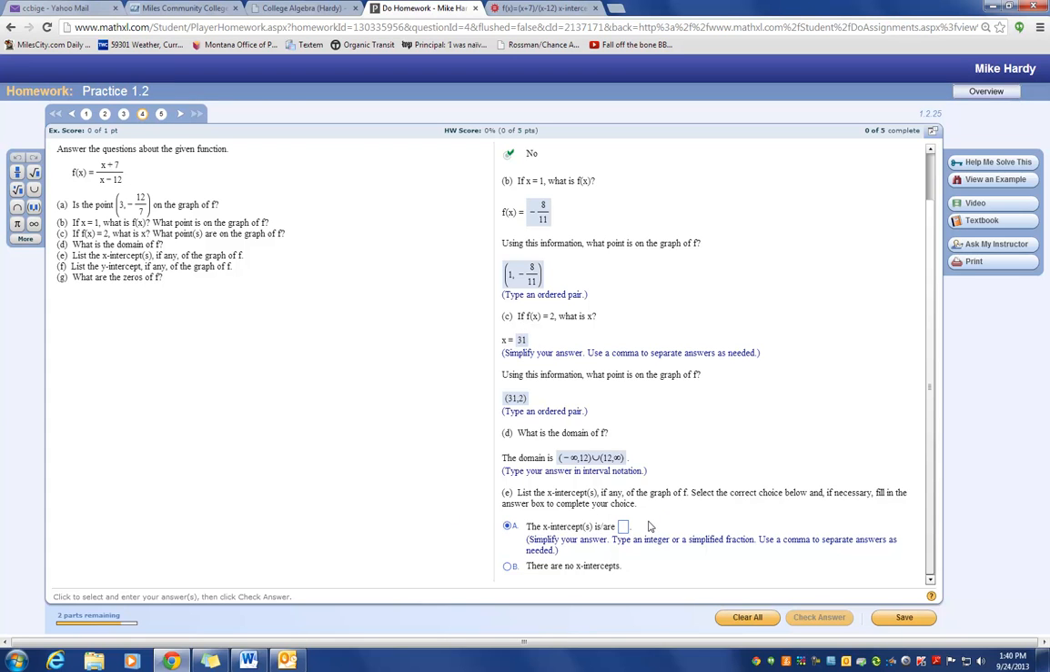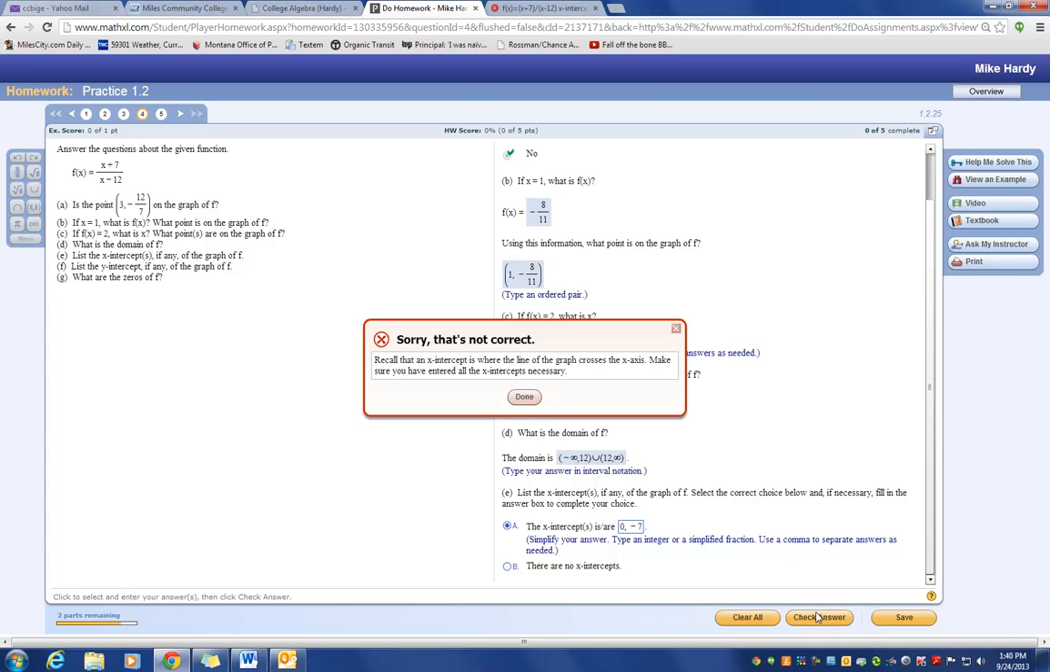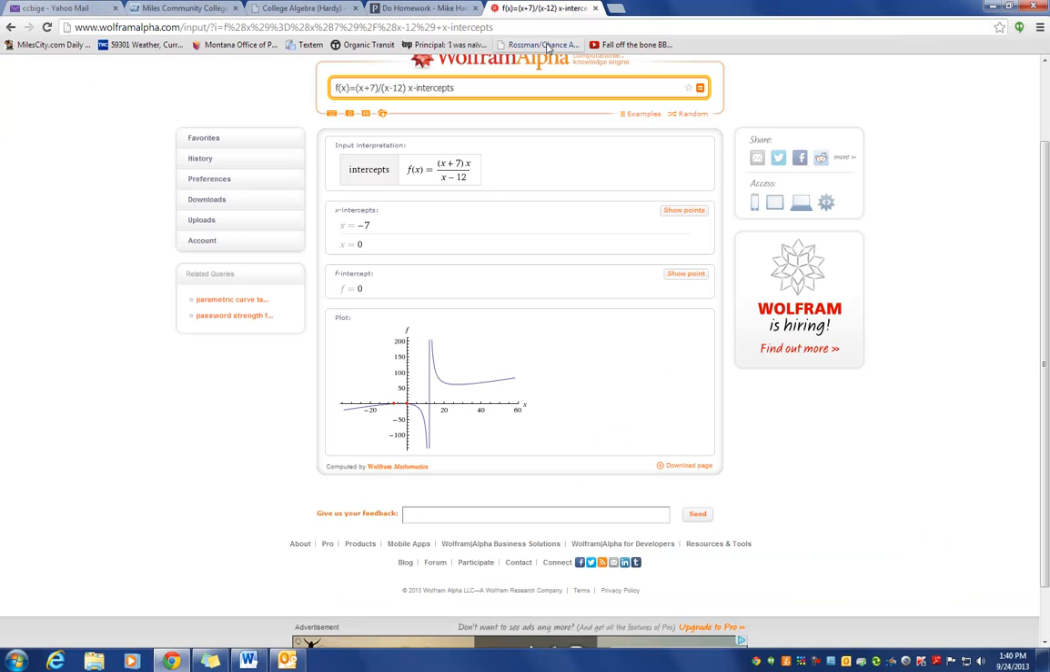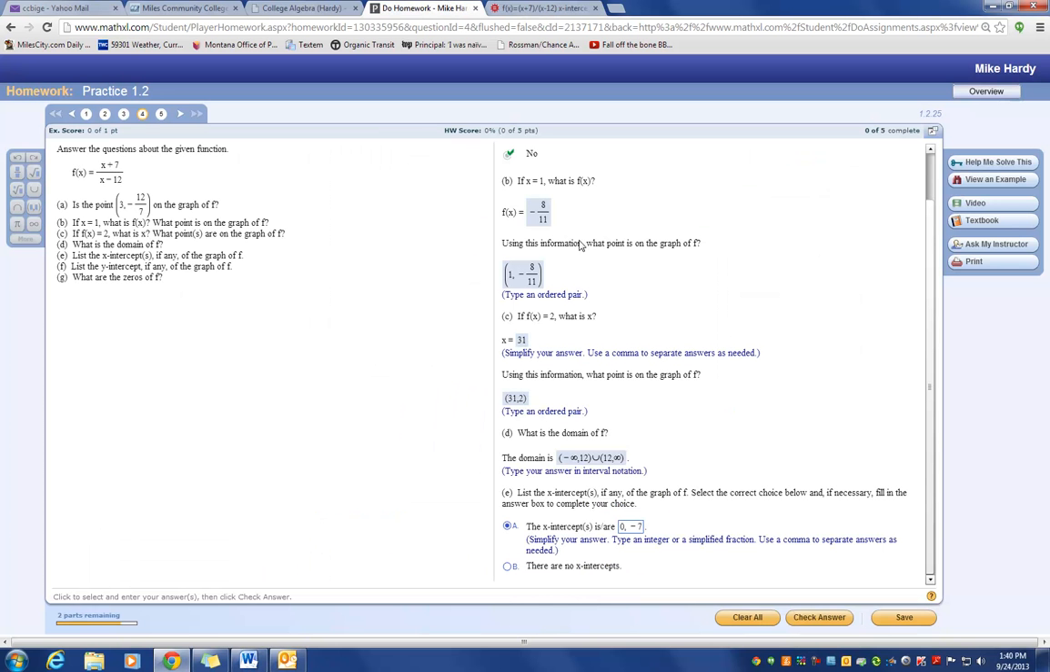So that's what we enter. 0, comma, -7. Type an integer or a simplified fraction. Use comma to separate answers. Okay, let's check the answer. Recall the next intercept where the line crosses the x-axis. Make sure you've entered all the x-intercepts that are necessary. Let's look again at the graph. Okay, it's telling me -7 and 0. Did I enter that properly? -7 and 0. Maybe it wants it in another order.